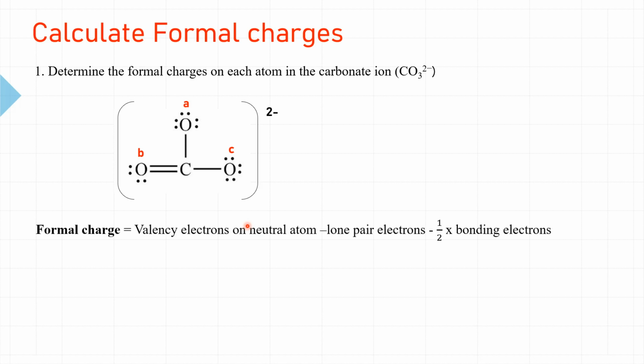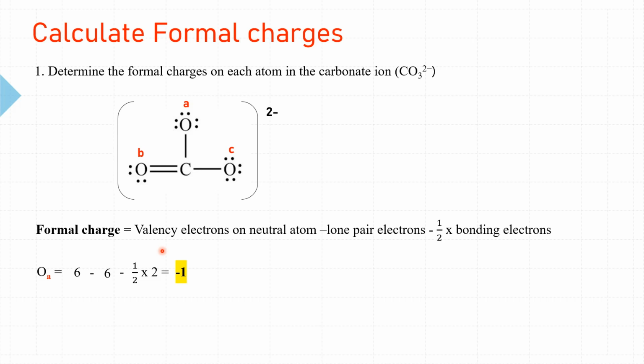The formula to calculate formal charge is valence electrons minus lone pair electrons minus half times bonding electrons. First, A oxygen. A oxygen has 6 valence electrons because for main group elements the group number is equal to the valence electron count. Oxygen is in group 6A. Then 6 valence electrons minus lone pair electrons on the A oxygen, which is 3 pairs, 6 electrons, minus half times bonding electrons. There is a single bond here.